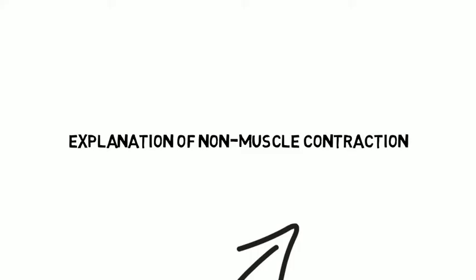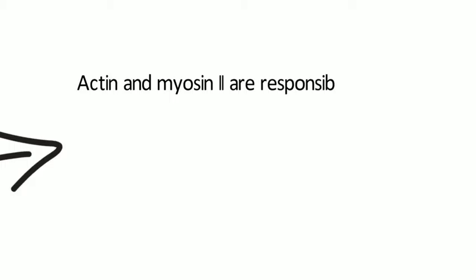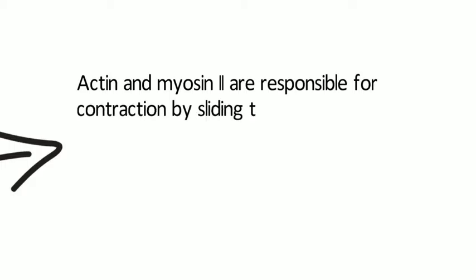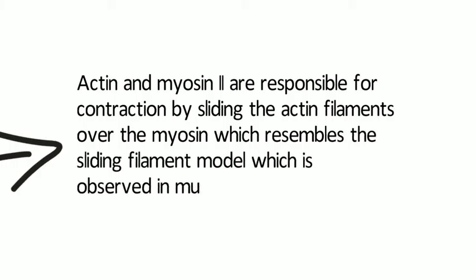The contractile units in non-muscle cells are similar to muscle cells in the way that they are composed of actin and myosin. The cell contractions are limited to a thin layer underneath the plasma membrane called the cortex. Actin and myosin are responsible for contraction by sliding the actin filaments over the myosin, which resembles the sliding filament model which is observed in muscle contraction.